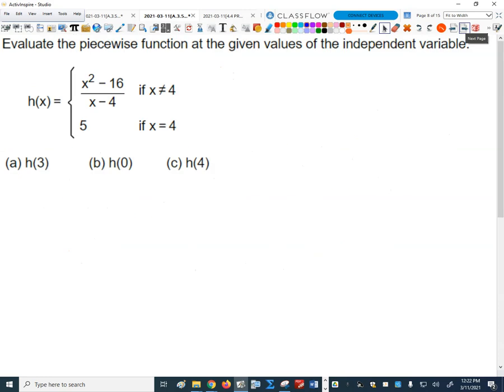How about this one? Okay, so we got another piecewise function with two pieces. There are two rows to this. Okay, so let's look at h of 3. Top or bottom? Top or bottom? Which piece does that fit into?